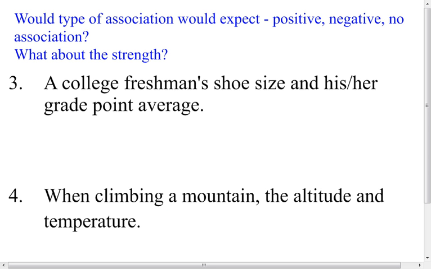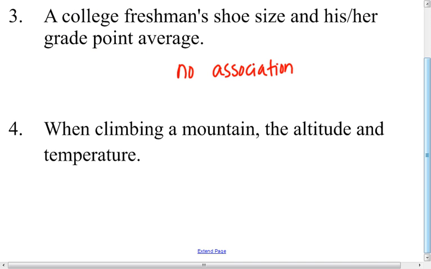Okay, a college freshman shoe size and a grade point average. We already talked about that there is no relationship here. It would be one of those, if we were to make a scatter plot, it would be one of those clustered messes is what it would be.